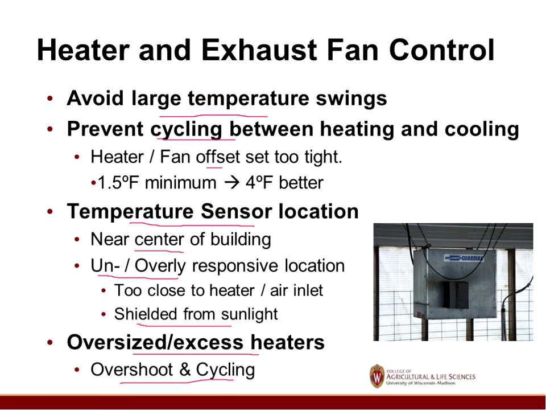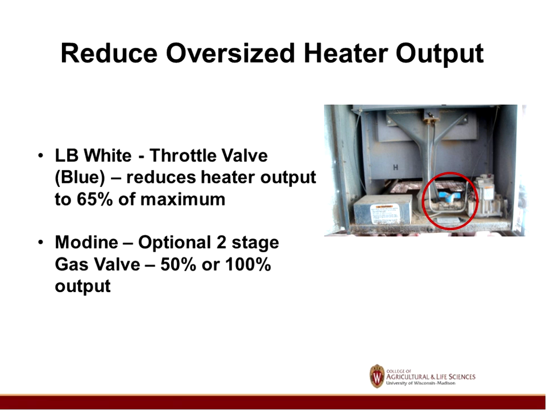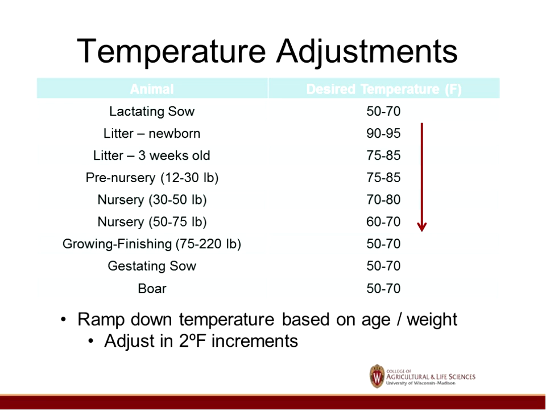We could either stage heaters, like I previously showed, so they're not all coming on at once. Or in some cases, some heaters have what we call a throttling valve, where you can reduce the output by turning down the amount of fuel that can go to it. This is a picture from LB White, and Modine is another popular heater. They actually have a two-stage valve that can have 50 or 100% output, so you could take the one heater and make it into a two-stage unit.